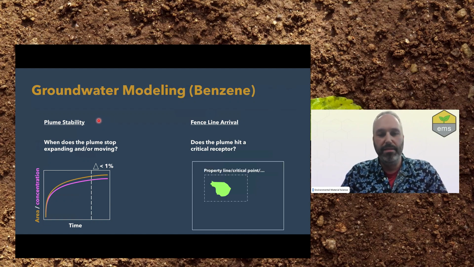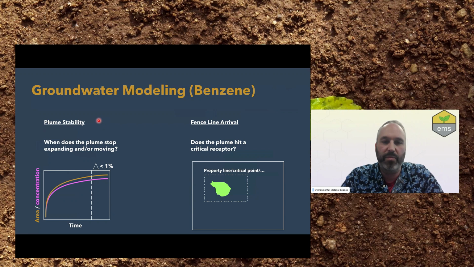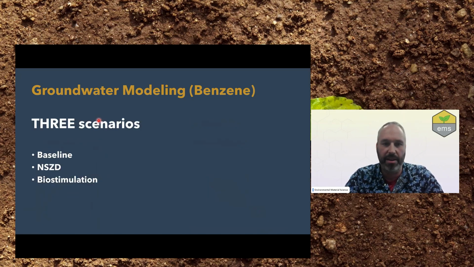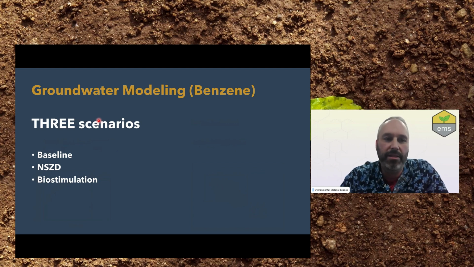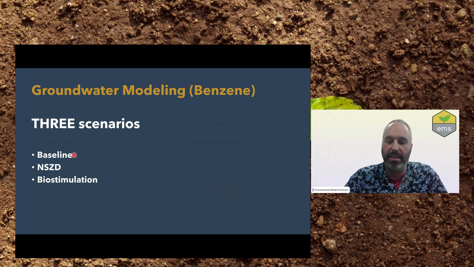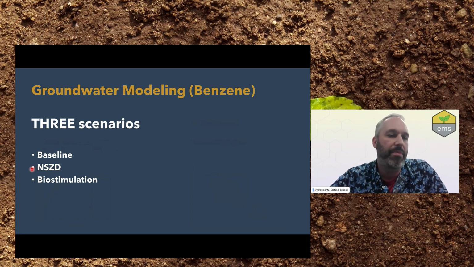Or fence line arrival. Here we've got a cartoon of a site with a release on it. You can see the dashed line is a property line. Say you're interested in when it crosses the property line, when it is not in my backyard anymore. We'll call that fence line arrival. And we'll look at 3 scenarios. We've got baseline, where there's no depletion estimate, so we're assuming that NSD is 0. Then 1, where we've estimated NSD using our sensors at the site or our network of sites. And then a biostimulation scenario where we've applied an amendment solution to biostimulate the microbes to degrade the hydrocarbons on site.